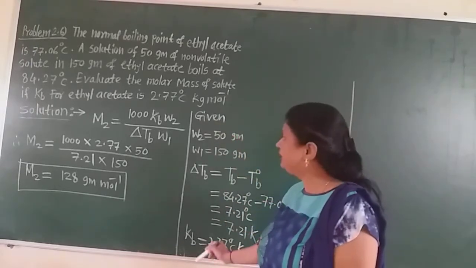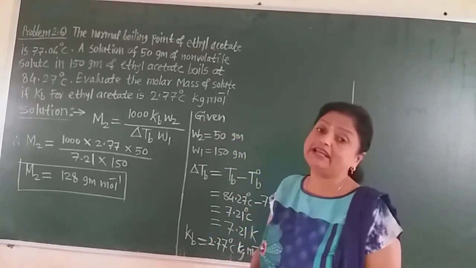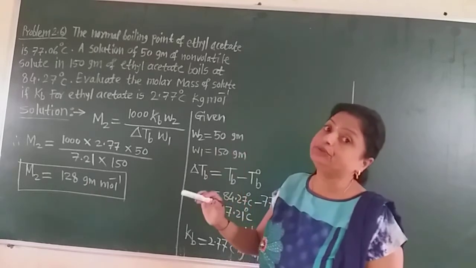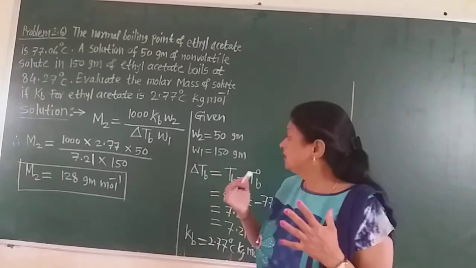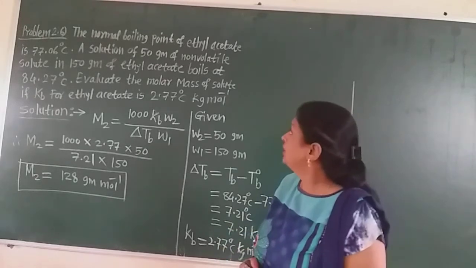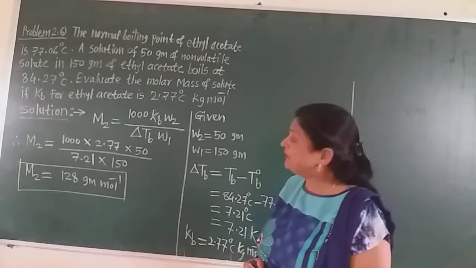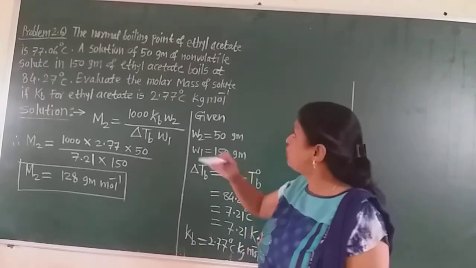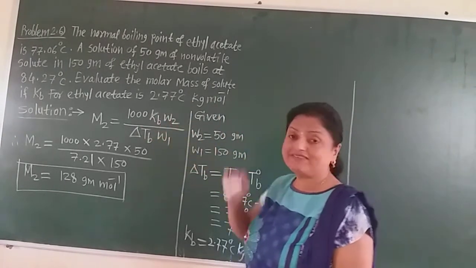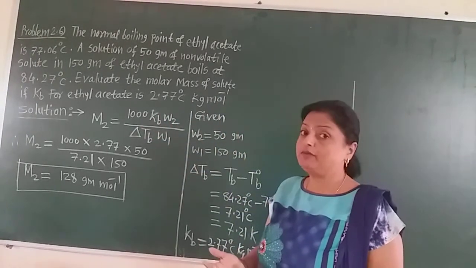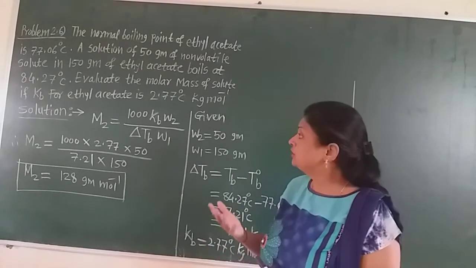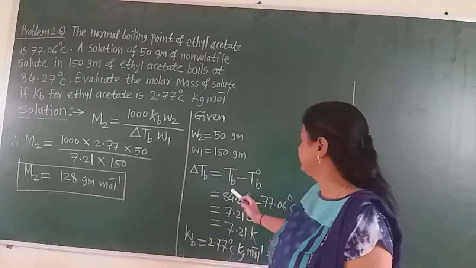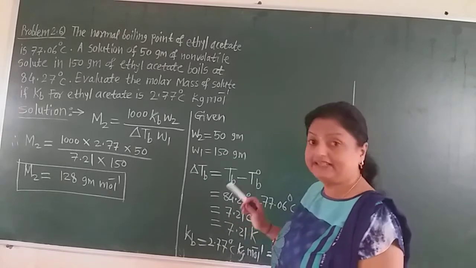So students, always write down the given data in the problem. Then we can solve the problem more easily by substituting these values into the formula we have to use. After addition of the 50 gram of the solute into the 150 gram of ethyl acetate, it boils at 84.27 degrees centigrade. Its normal boiling point is less, but after addition of the solute the boiling point increases. This TB is given as 84.27 degree centigrade.